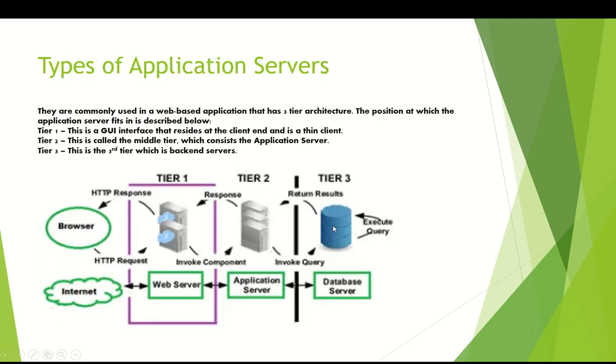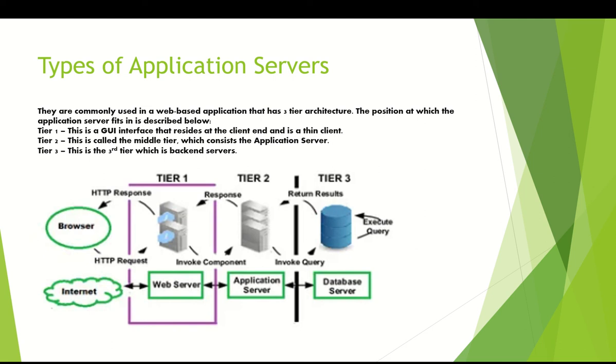Going to the next, servers are physical boxes, but now the types of application servers. They are commonly used in web-based applications that have a three-tier architecture. The position at which the applications fit is described as tier 1, tier 2, tier 3. An application server is a program that resides on the server side, and it is a server program providing the business logic behind any application. This server can be part of a network or a distributed system.